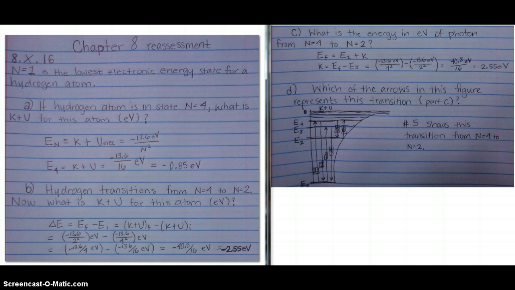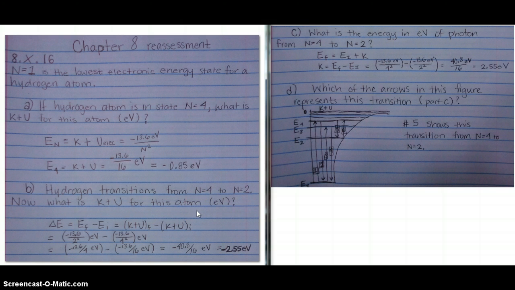So you take the formula for energy of a hydrogen atom, which is negative 13.6 electron volts divided by the energy state squared. So if you're in the fourth energy state, you take this negative 13.6 and divide it by 4 squared, and you get the energy of the hydrogen atom in that state.